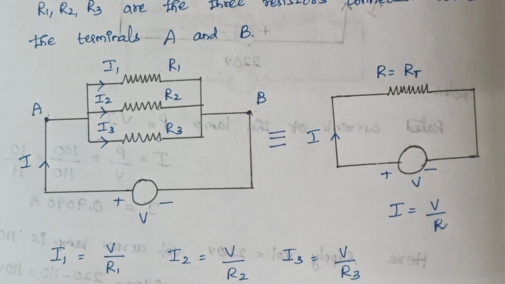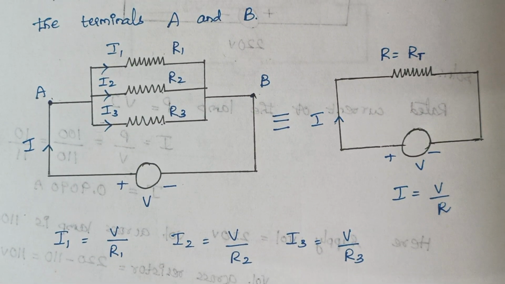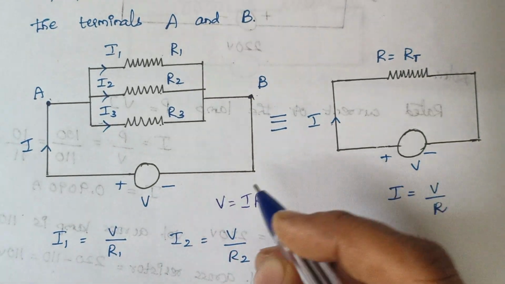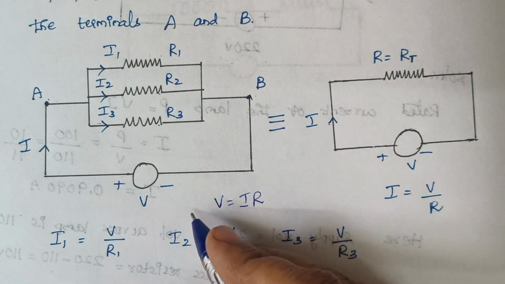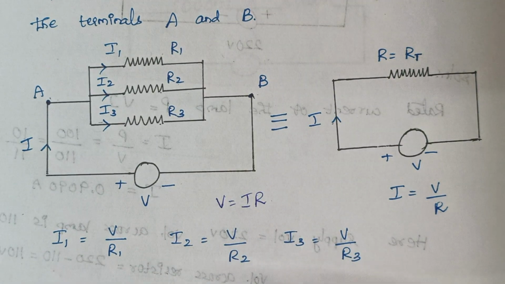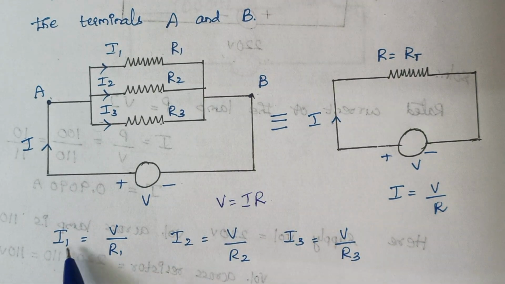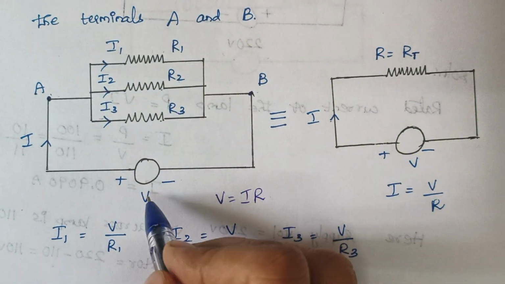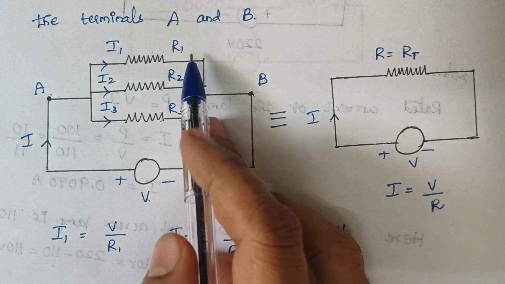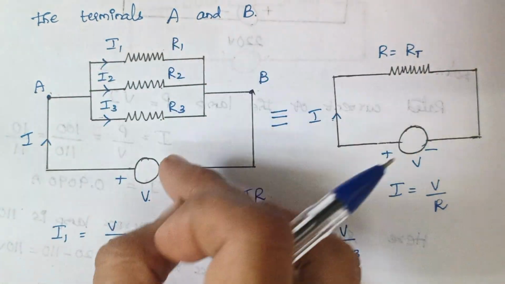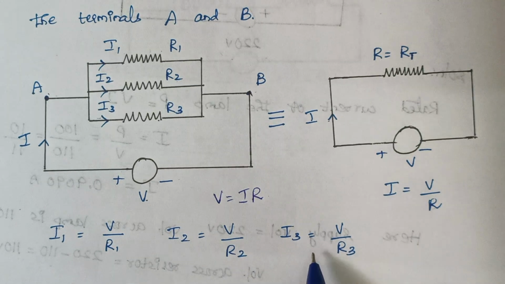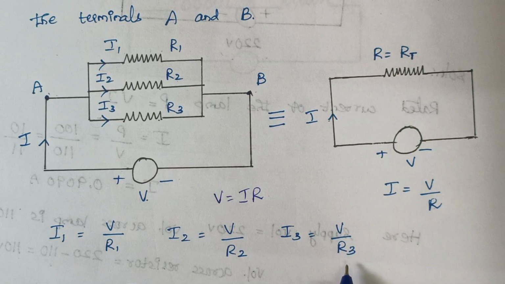So what is Ohm's law? V is equal to IR. We need to calculate I, so I is given by V by R, right? So here this is your I1. I1 is equal to V by R1 because the voltage across this R1 is V. Similarly, I2 is V by R2 and I3 is V by R3, right?